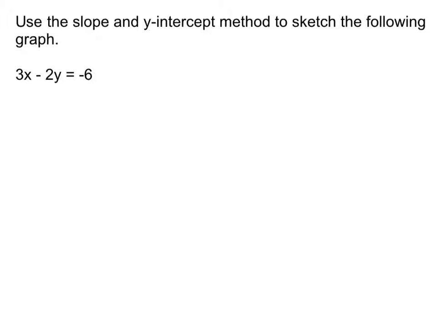Use the slope and y-intercept method to sketch the following graph. 3x minus 2y equals negative 6. Now, let's pay attention to what they're asking for. When the problem asks for using the slope and y-intercept method, I'm assuming we have to look at the slope and y-intercept form. So let's look at that.